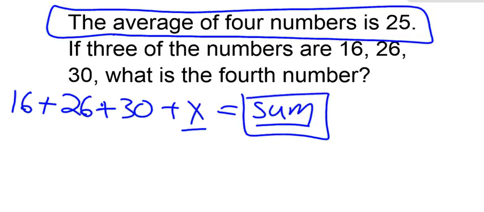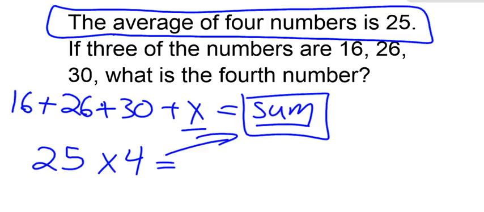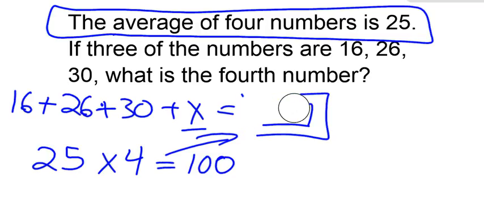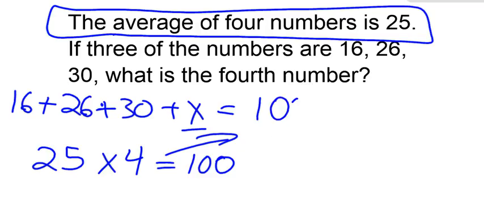We know that the average is 25. The number that we divided by was 4. And so now if we multiply it, we're going to get the sum. So 25 times 4 is 100. Okay. Now that we know that this number is 100, we can plug that in here. And now we have a new equation, step 2. So now we have 16 plus 26 plus 30 plus x, our unknown, right, our 4th number, equals 100.